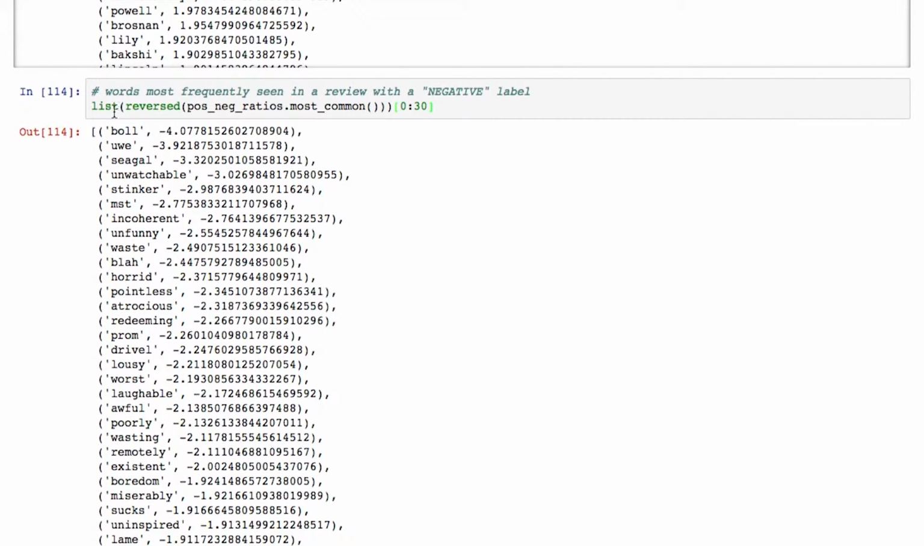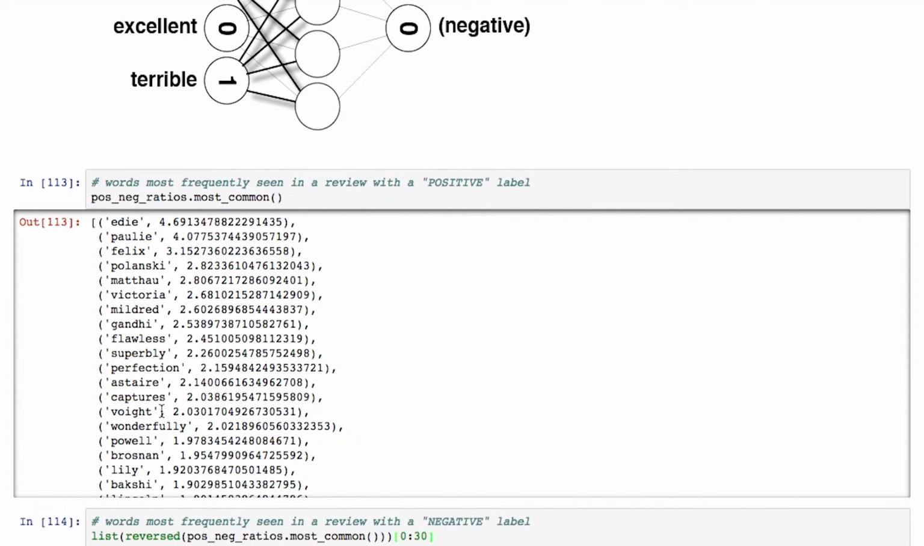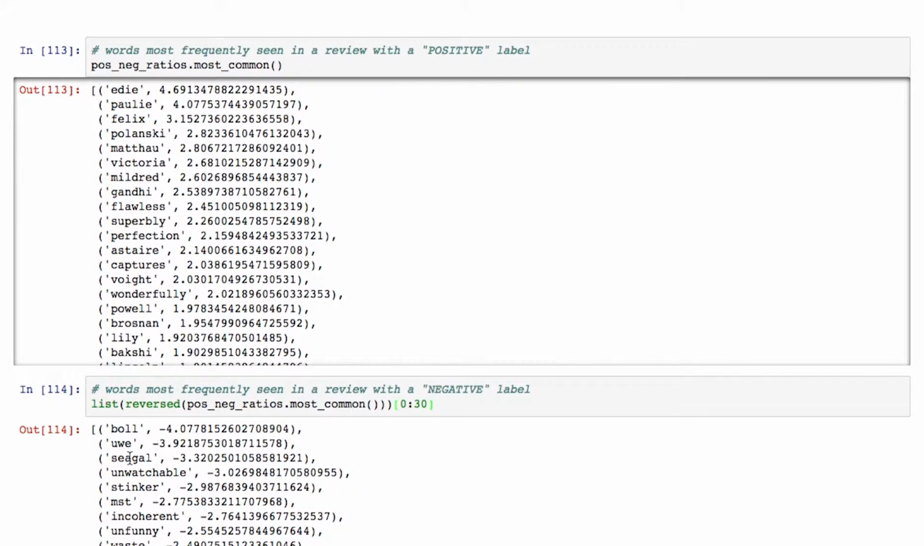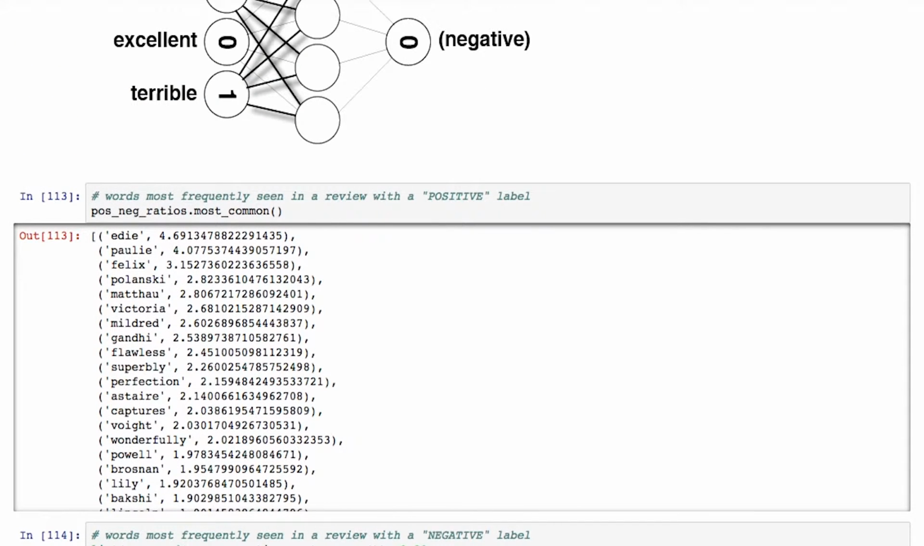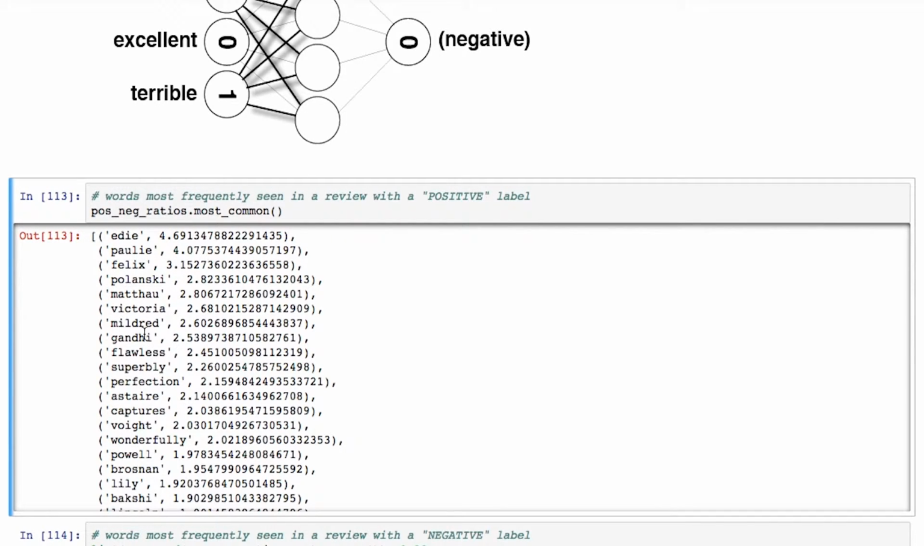Not every one of these words seems like it's perfect. I mean, I don't know, Bull and Seagal. I guess that's too bad. Seagal is one of the worst negatively correlated terms. Don't tell him. And here, Gandhi, that's probably just a movie about Gandhi. I don't know if it really tells you much about the sentiment.